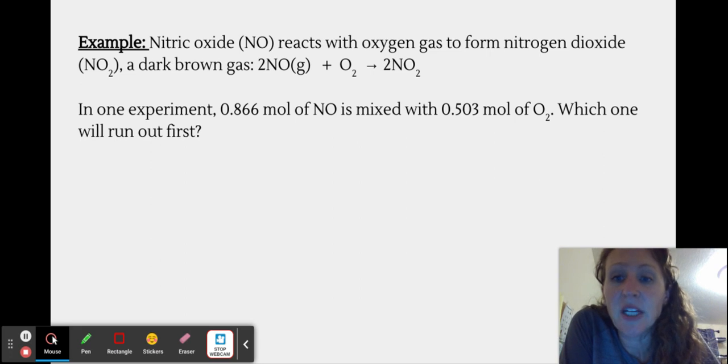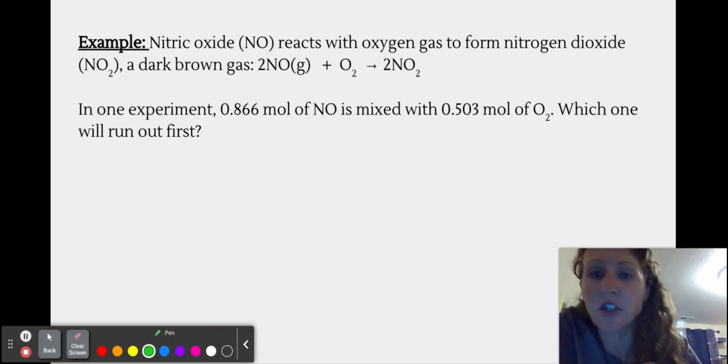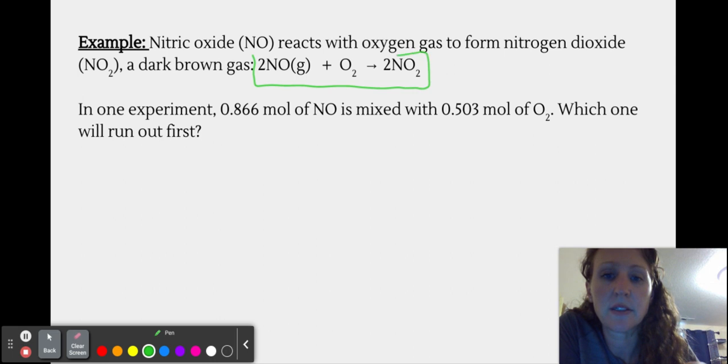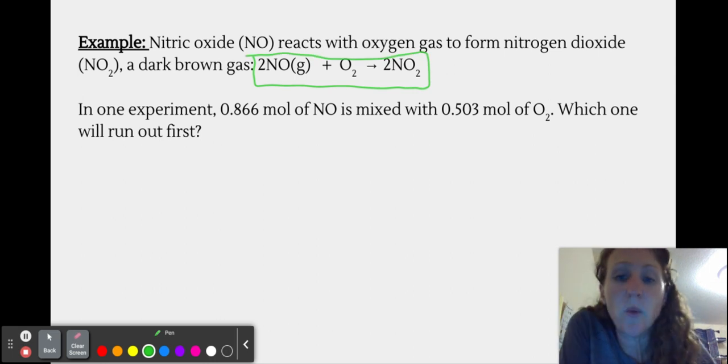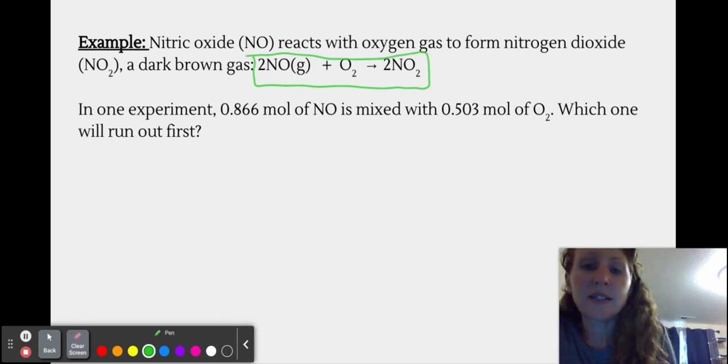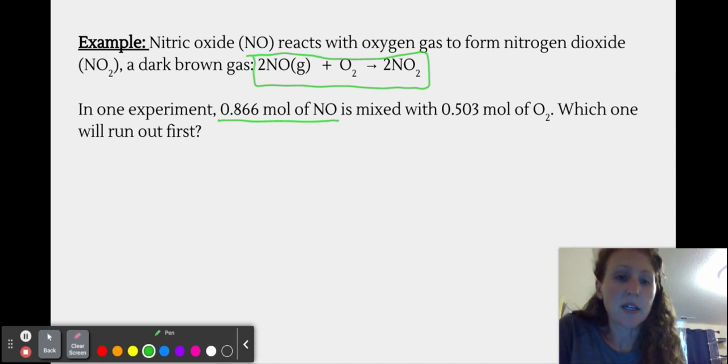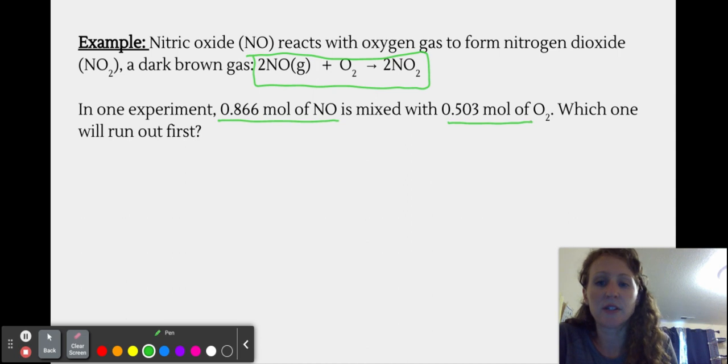We have nitric oxide reacting with oxygen to form nitrogen dioxide. And here's our reaction for it. In one experiment, 0.866 moles of NO is mixed with 0.503 moles of O2. Which one will run out first?